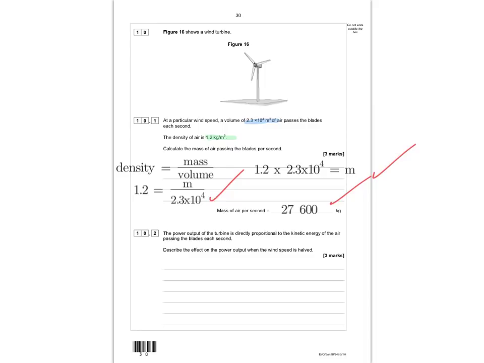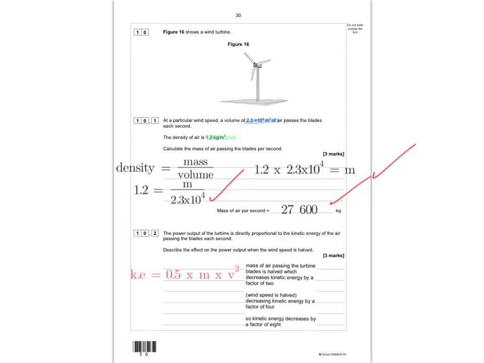Question 10.2 says the power output of the turbine is directly proportional to the kinetic energy of the air passing through the blades each second. I want you to describe the effect on the power output when the wind speed is halved. This question is worth 3 marks, and you get the marks by talking about the kinetic energy equation.